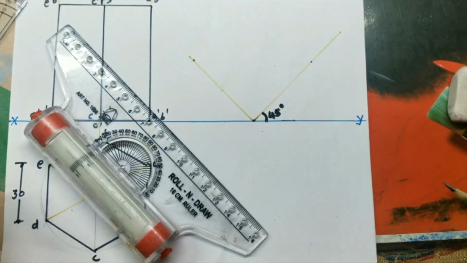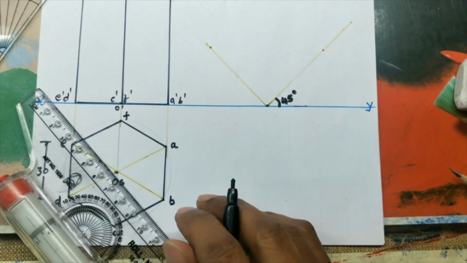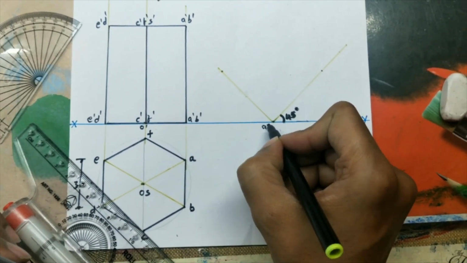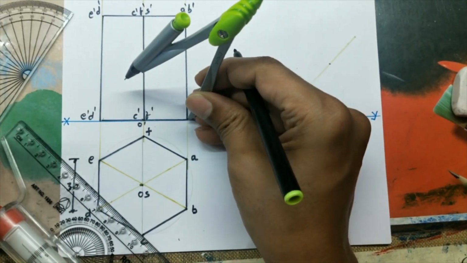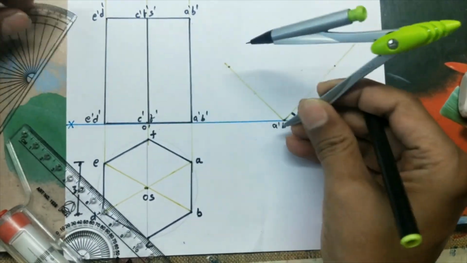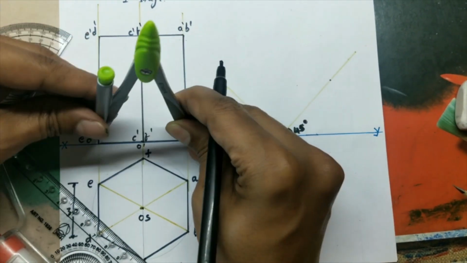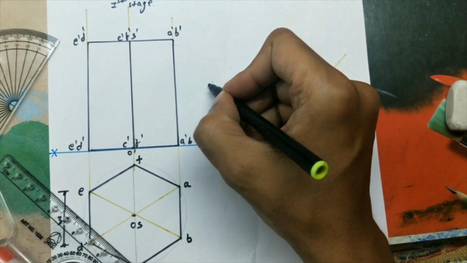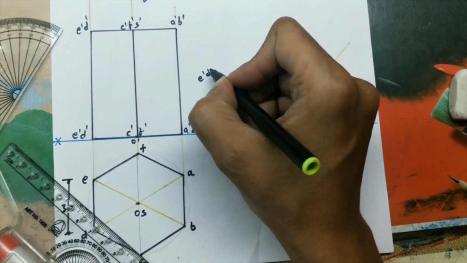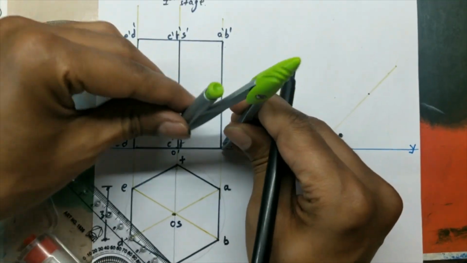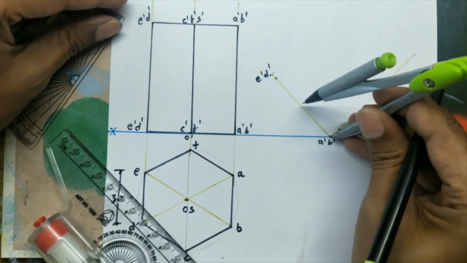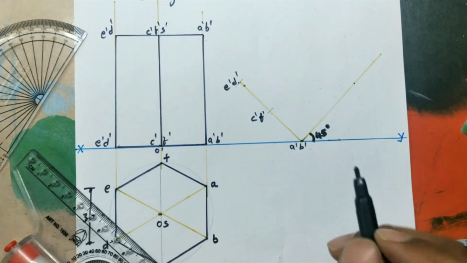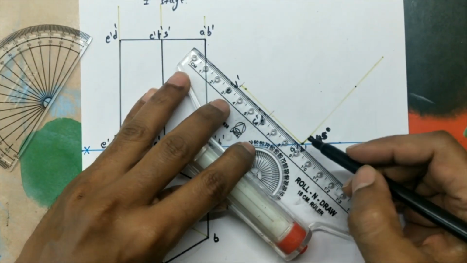So what I will do, I will take a distance now in the compass. See here, this is my point A dash, B dash. Take a distance in the compass. Okay, this will be E dash, D dash, right? Here again I want C and F. Okay, this will be C dash and F dash. Okay, so I got this one. I'll make that line dark.